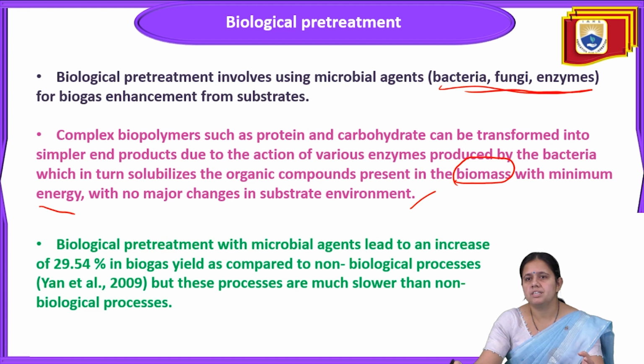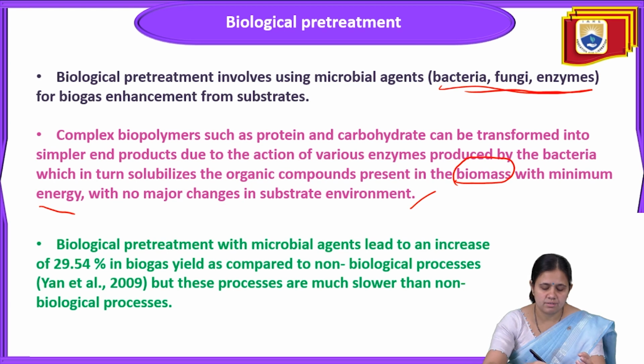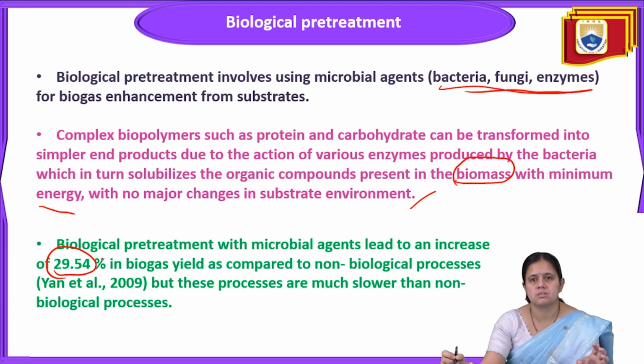Biological pretreatment with microbial agents leads to an increase of 29.54% in the biogas yield as compared to the non-biological process. But these processes are much slower than non-biological processes.